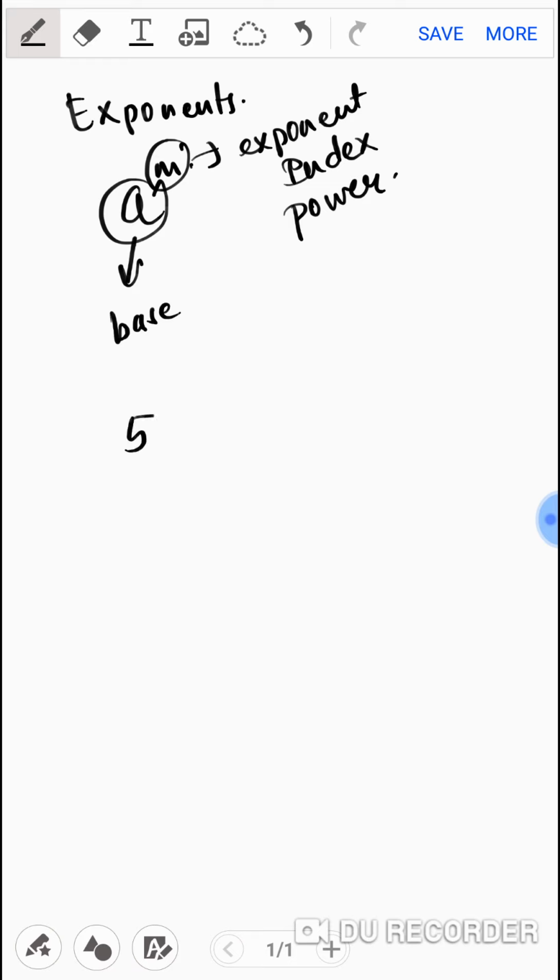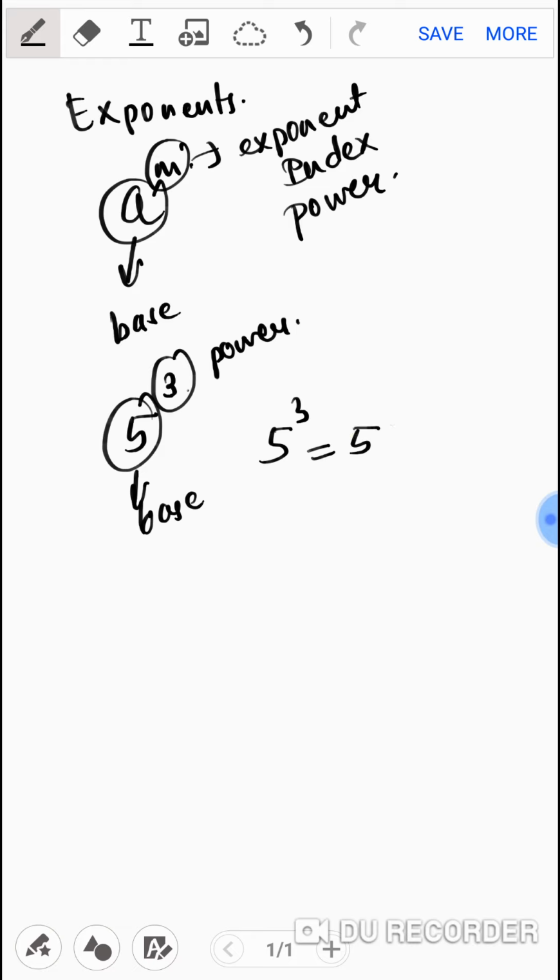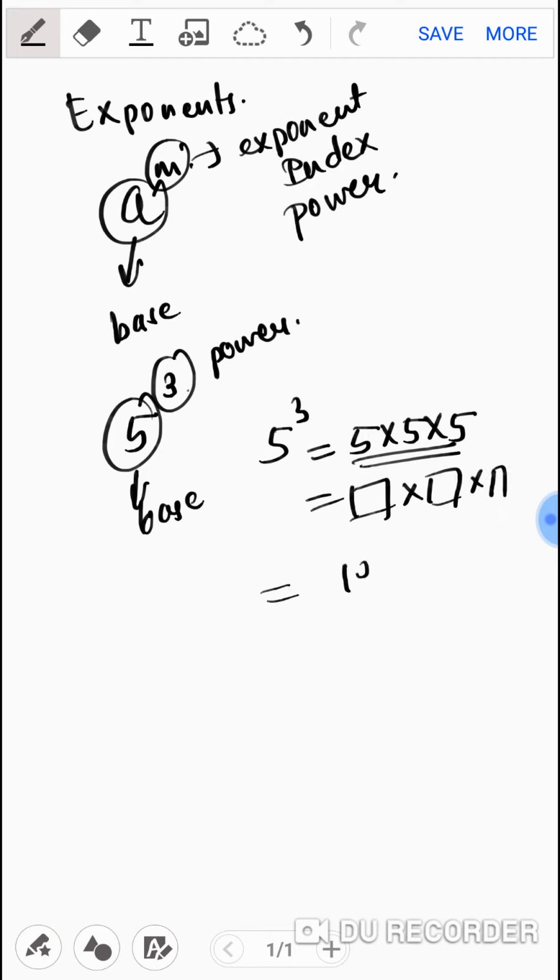So for example, if I am writing 5 raised to 3, 5 is the base and 3 is the power or exponent. 5 raised to 3 means you are writing 5 for 3 times. You are taking the product of 5 for 3 times. Clear? And then you have to give the answer. Are you getting my point clear?